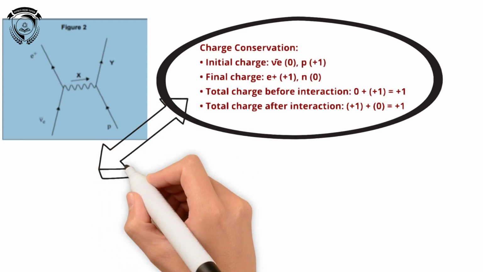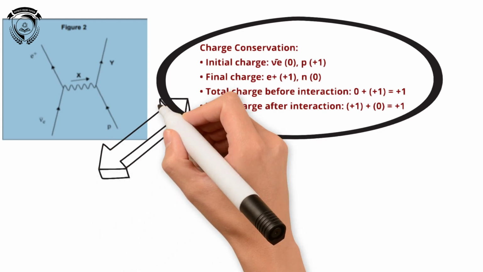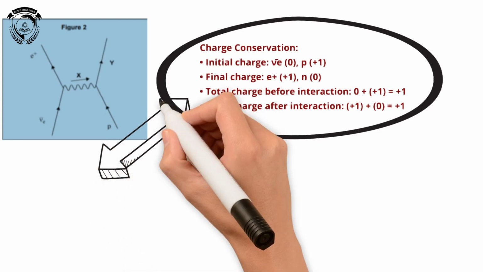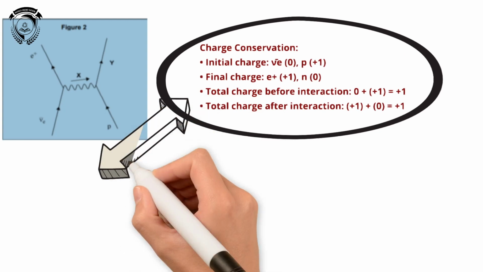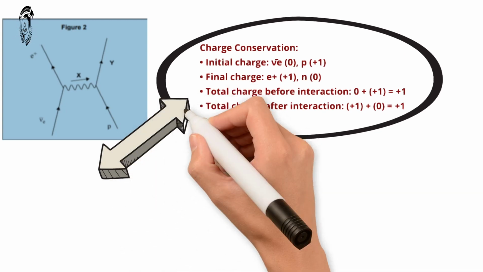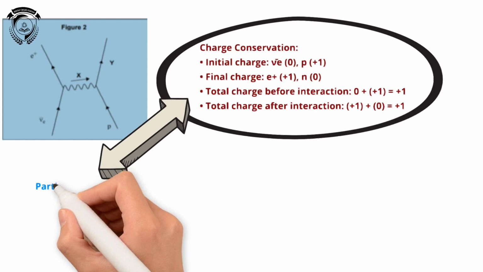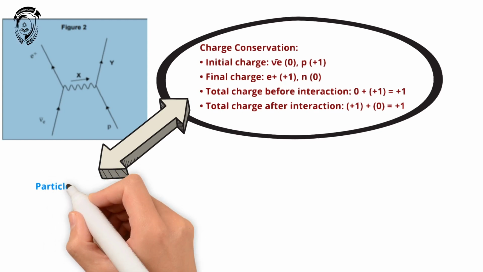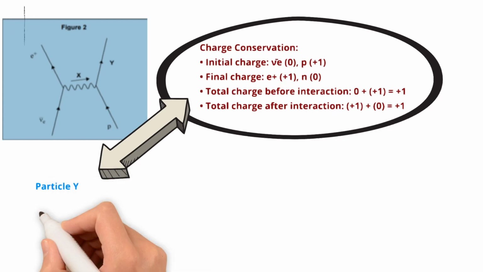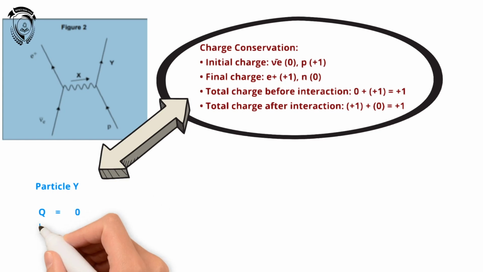For this question, if we want to see what this particle Y is and what type of interaction this is, we have to work out what X and Y are. First of all, see the charge conservation here. Before the interaction, we have a charge of +1, and after the interaction, we also have a charge of +1. So we'll say the charge is conserved.